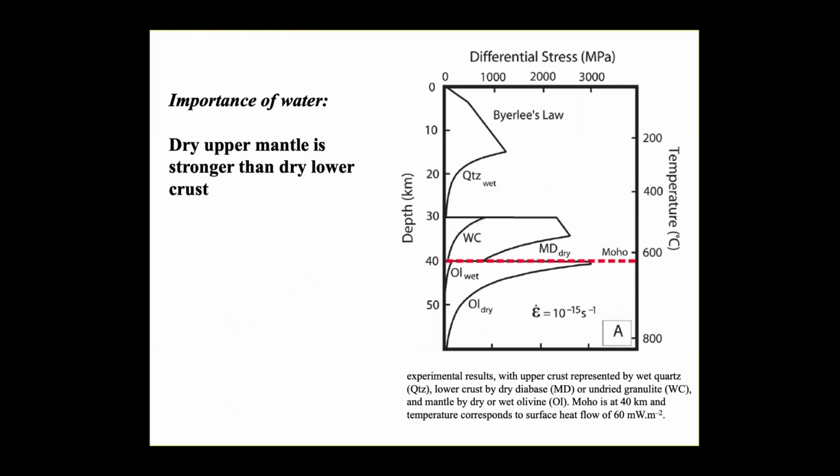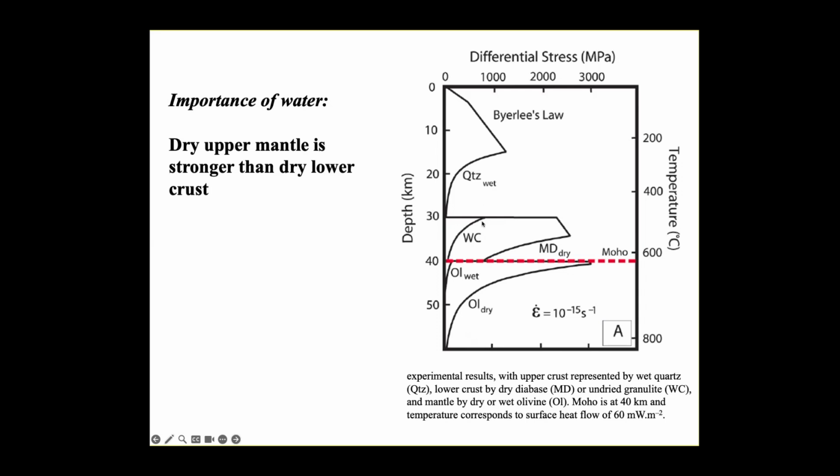Water is important. Dry upper mantle is stronger than dry lower crust. So here we're looking at olivine. And olivine can absorb a certain amount of water into its mineral lattice, but if it does that, it's going to become much weaker. So you could imagine that the mantle over subduction zones where there's a lot of water coming out is very weak, as opposed to the mantle underneath craton regions where it's relatively dry.